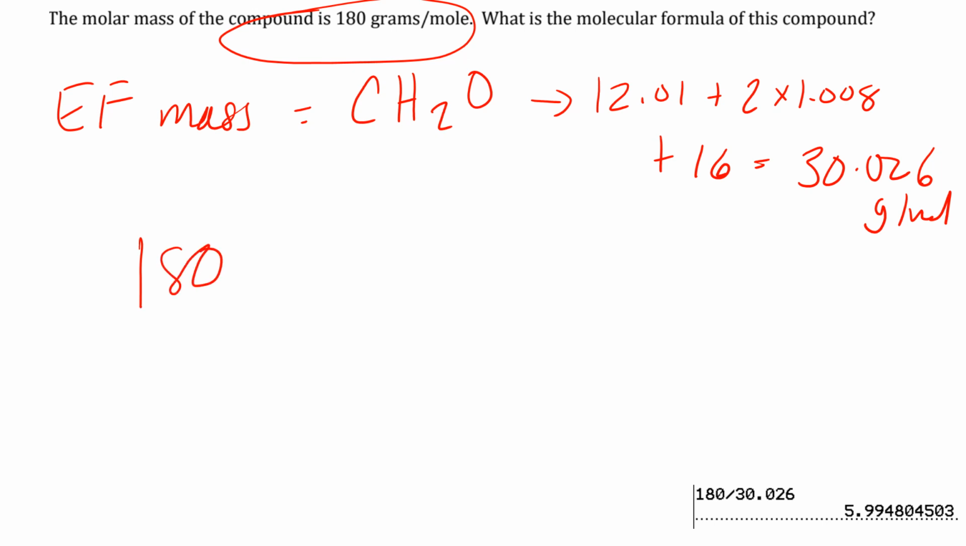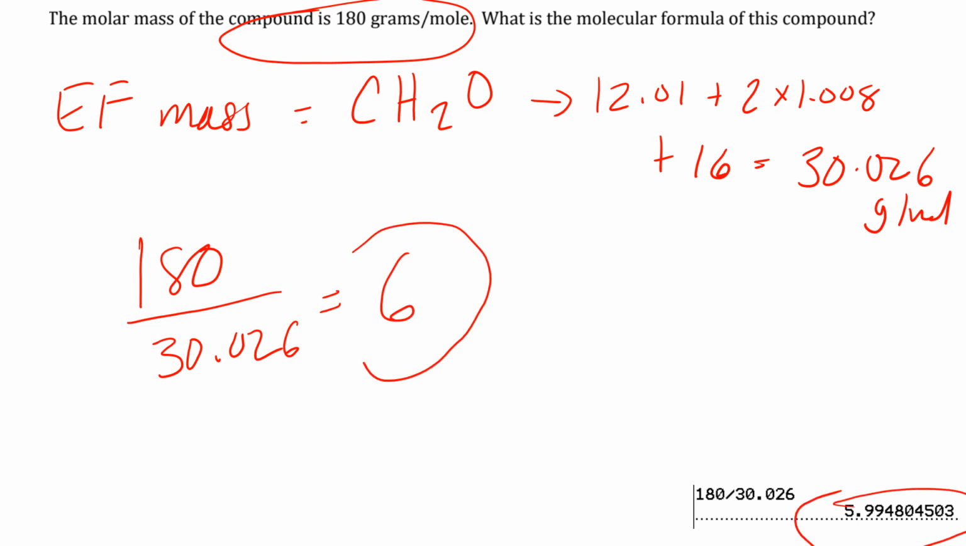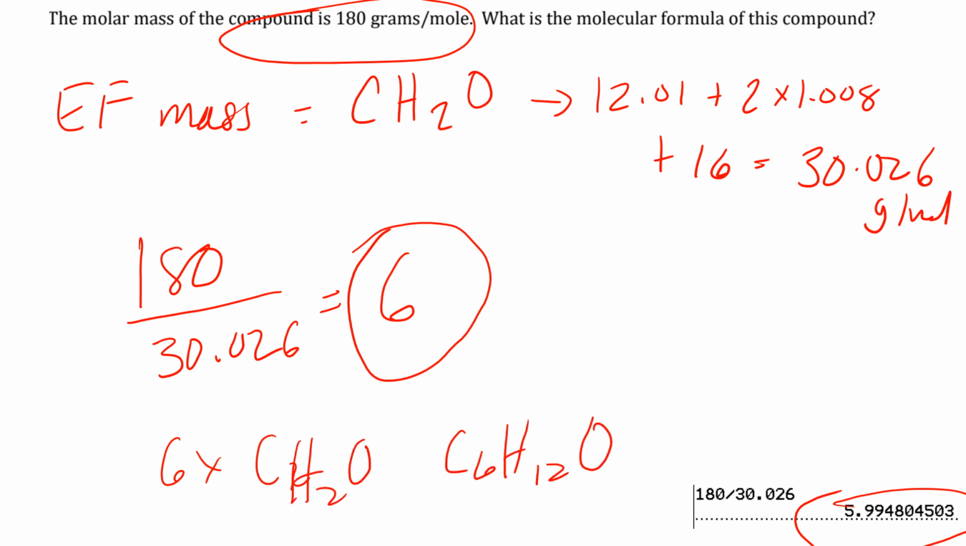So you're going to take the molar mass given in the problem, 180, divided by 30.026. You end up with approximately 6. So you're going to take this 6 and distribute it through the empirical formula. So it becomes 6 times CH2O, which is C6H12O6.